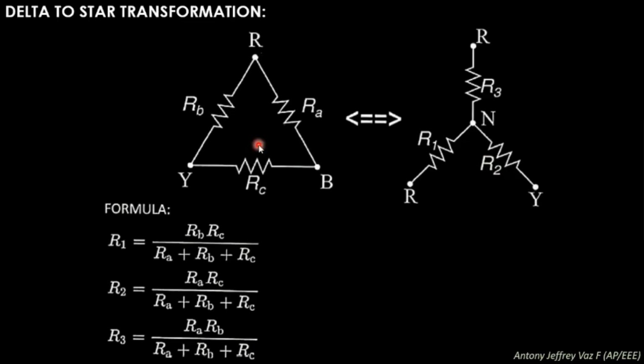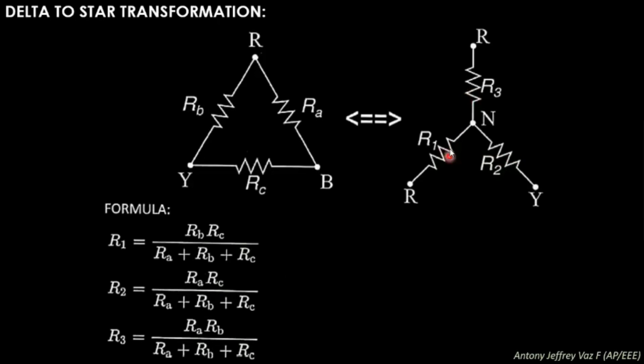Here we are. What we are doing is converting the delta into star. All the values for delta will be given, then you need to convert the delta into star. To do this, you need to use this formula. R1 will be equivalent to RBC divided by RA plus RB plus RC. That's all, that is the formula. Use this formula, then you will get the star connection.